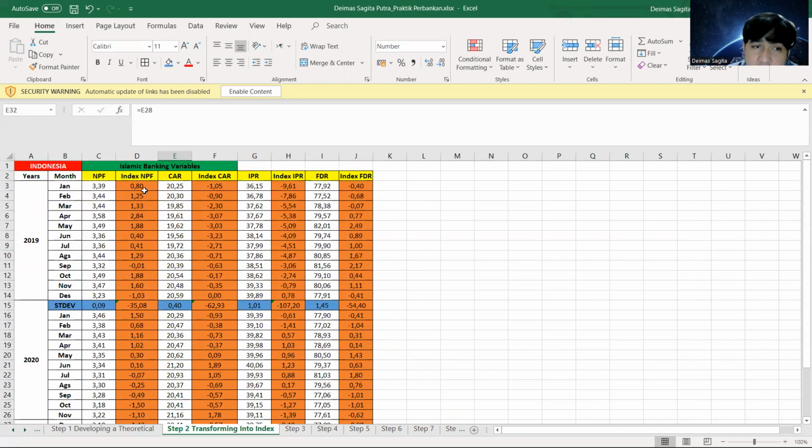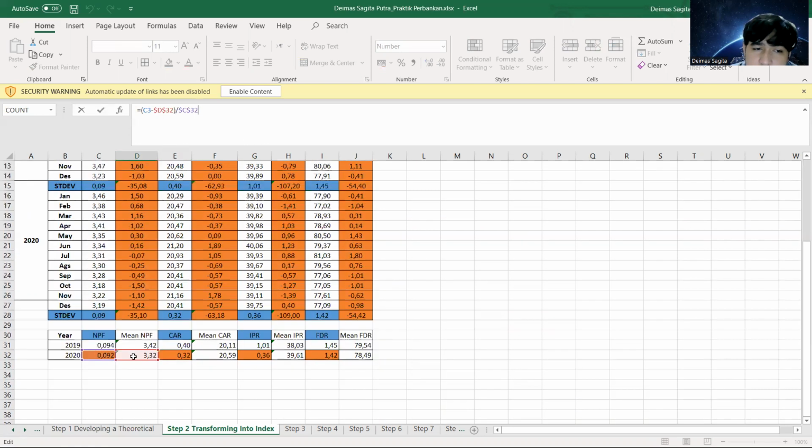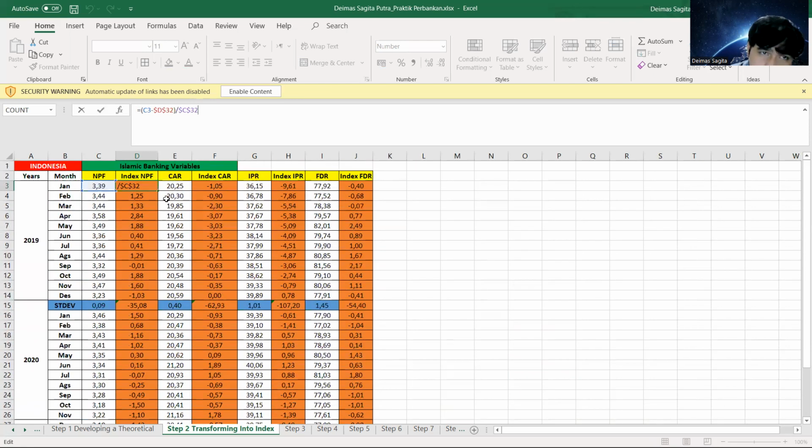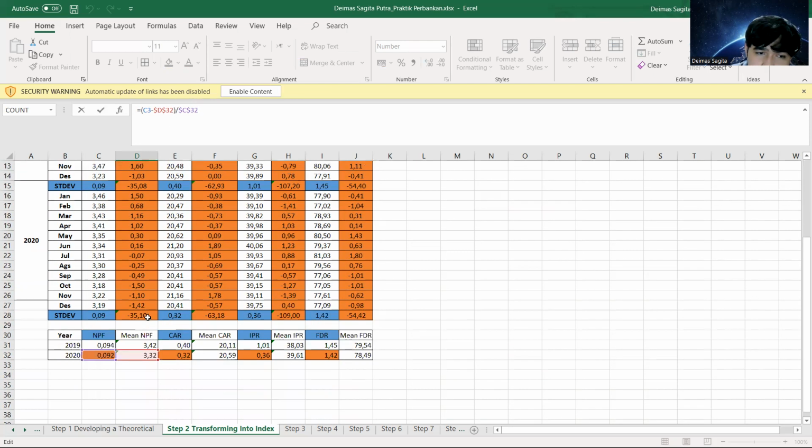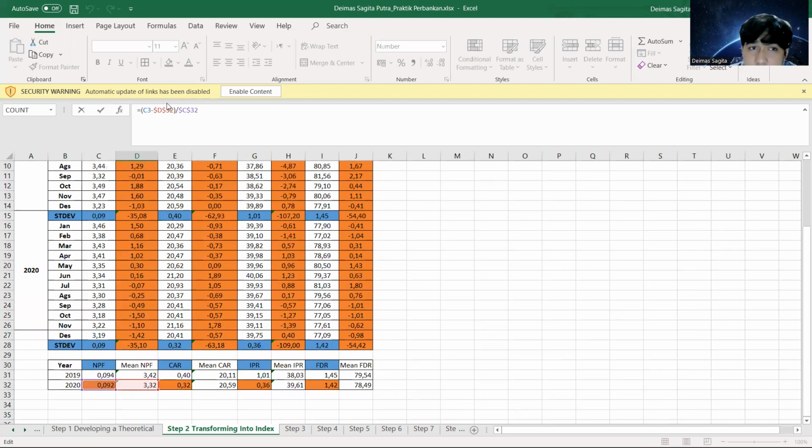After that, try to find the index NPF. The formula is the NPF in January 2019, and we minus the mean NPF, because here we use the lowest data from 2019 and 2020. Here, 2020 is the lowest data compared to 2019. So that minus mean NPF. Don't forget to lock your data.